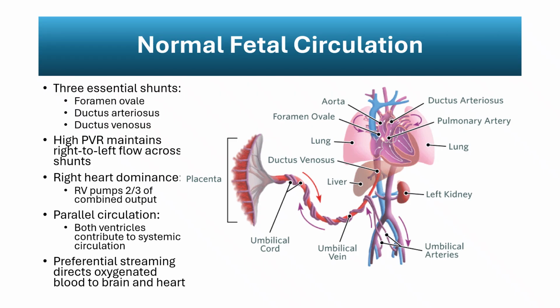Blood from the upper body, which is less oxygenated, enters the right atrium, passes into the right ventricle, and is directed across the ductus arteriosus to the descending aorta, supplying the lower body and placenta. This selective distribution is critical. It prioritizes oxygen delivery to the heart and brain, the organs with the greatest metabolic demand. Clinically, this explains why disruption of any shunt or abnormal streaming has immediate consequences, and why congenital lesions often depend on maintaining ductal or atrial level patency in the newborn period.